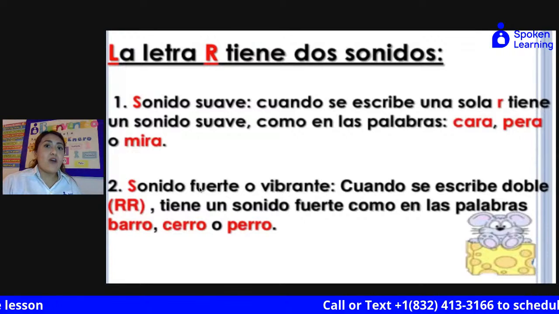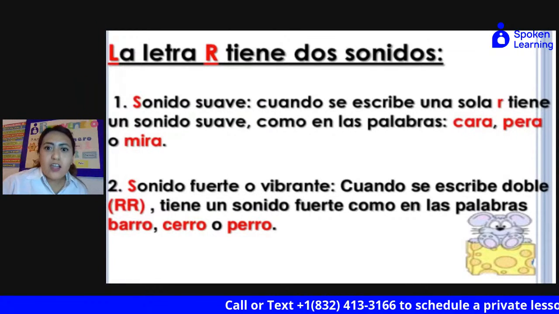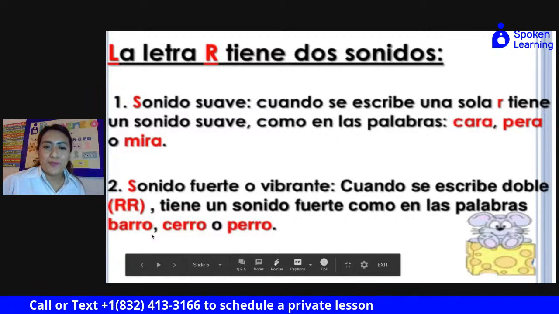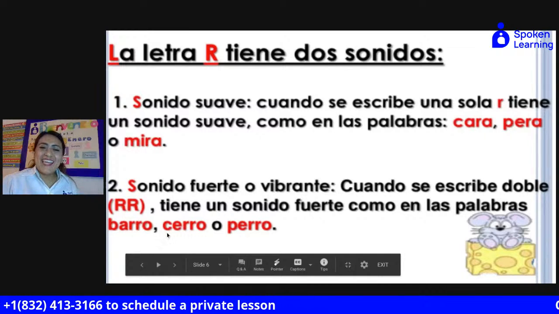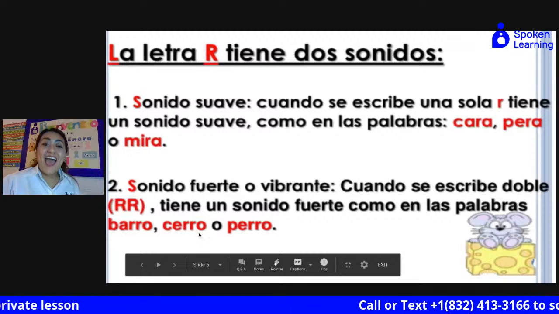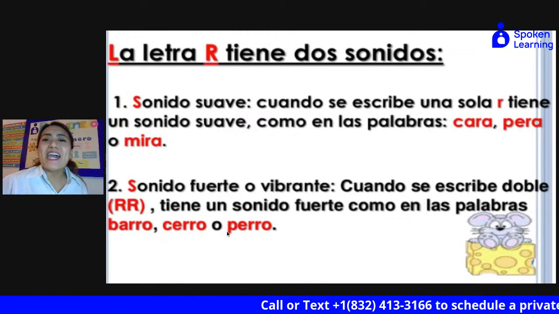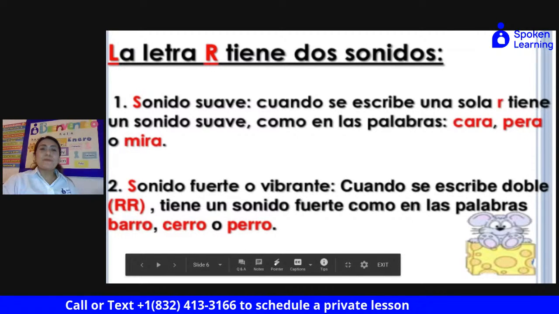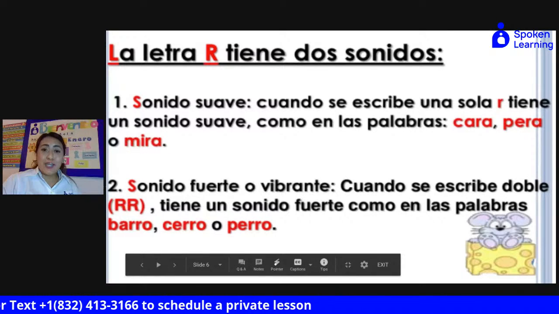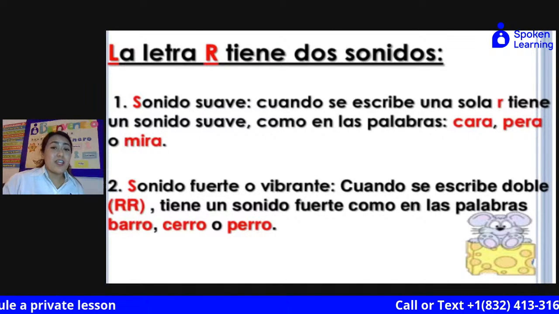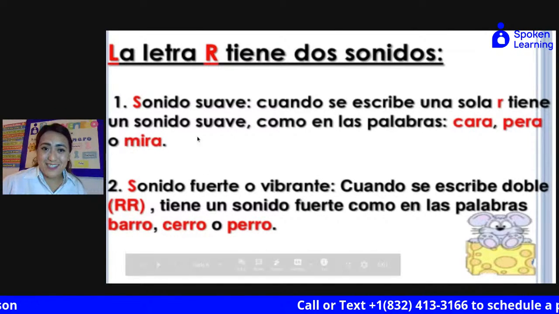Now, when the sound is very strong, it's gonna be barro, cerro, and the most common, perro. Excellent. Okay, you can continue practicing the sound, which is very important in Spanish.